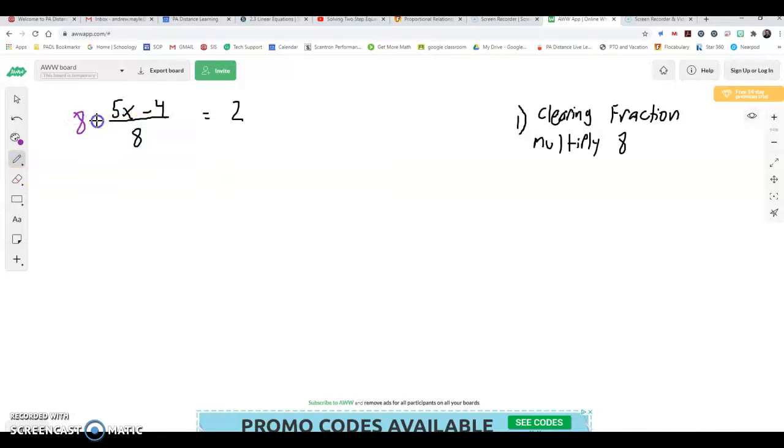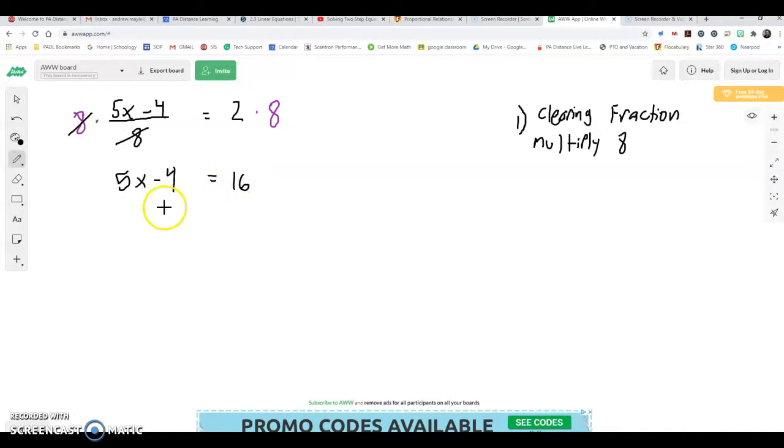So I'm going to multiply 8 on the left, but I got to be fair. Remember in algebra, what you do to one side, you must do to the other. So I'm going to multiply 8 on the right as well. Clearing the fraction literally means clearing the fraction. We're not going to have a fraction left after we multiply by the denominator. The denominator disappears when we do that. And now the fraction just becomes whatever the top part was, 5x minus 4. On the other side, we have 2 times 8, which is 16.